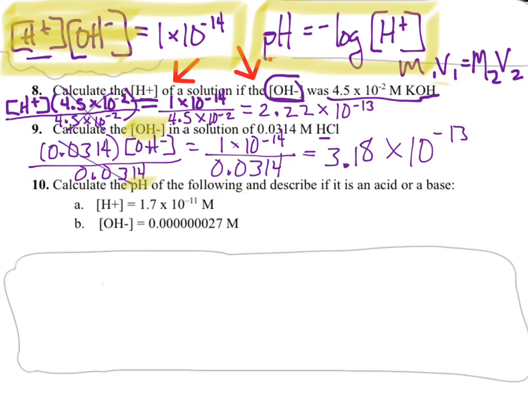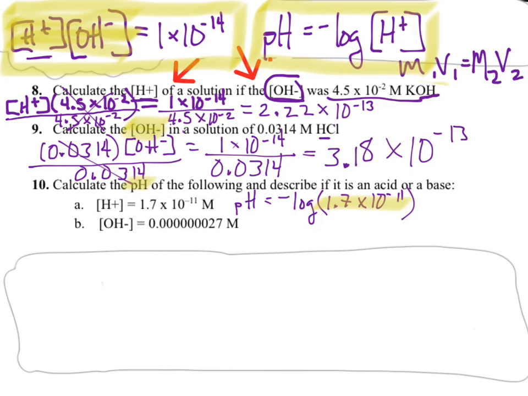They gave us the hydrogen ion concentration, so I just need to plug it in. So I'm going to take the pH is equal to the negative log of the hydrogen ion concentration, which in this case is 1.7 times 10 to the negative 11. Now make sure that you're comfortable with how your calculator does this. For some of you, you're going to need to plug in the number, then take the log and then switch the sign.